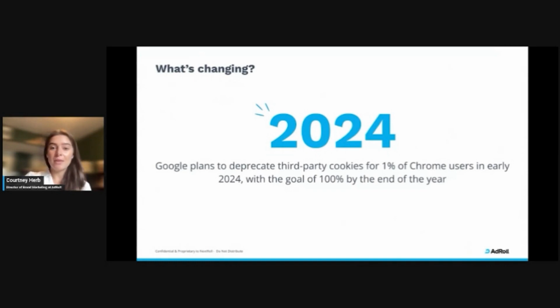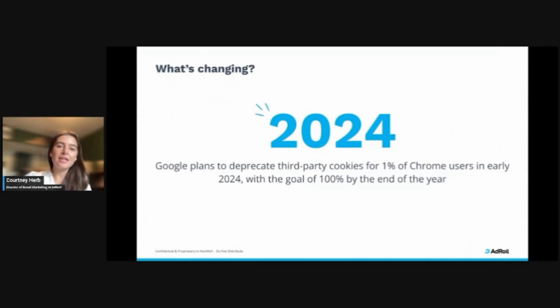So, major internet browsers like Safari, which is owned by Apple, and Firefox, which is owned by Mozilla, have actually already deprecated the use of these cookies in their advertising. But the reason that Google is a really big deal is because Google is set to account for nearly 30% of online advertising revenue in 2023. So that means that the impact of Google making this change is going to be a lot farther reaching than those changes that Safari or Firefox has already made.